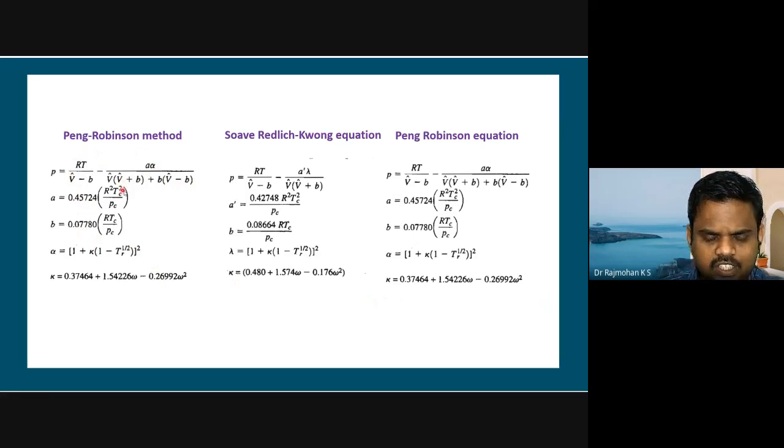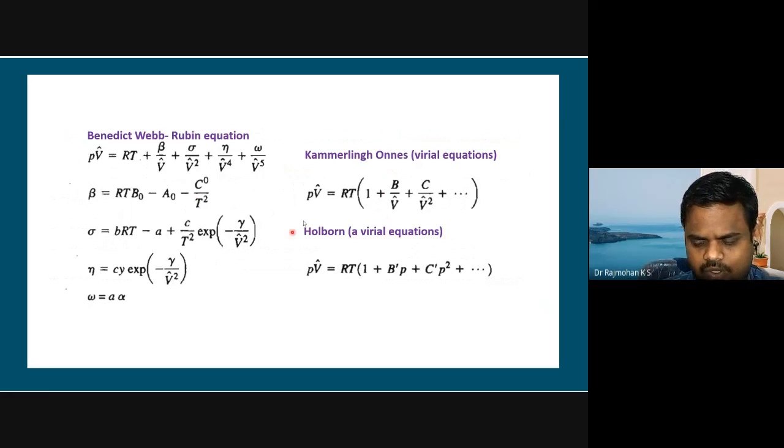Each equation is an advanced version of the previous one. For example, the Van der Waals equation is a modification of the ideal gas equation, and the Peng-Robinson method and others are further improvisations of these equations. You can refer to these equations. If data is given, we should be able to substitute it into these equations and correlations.